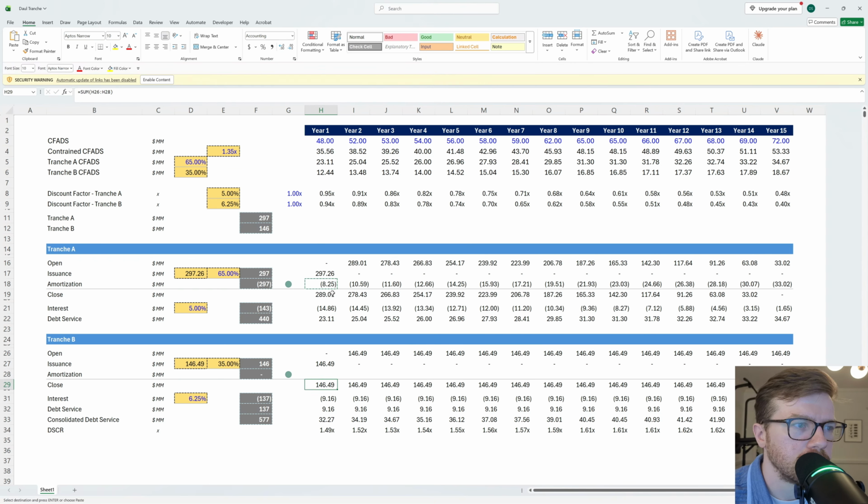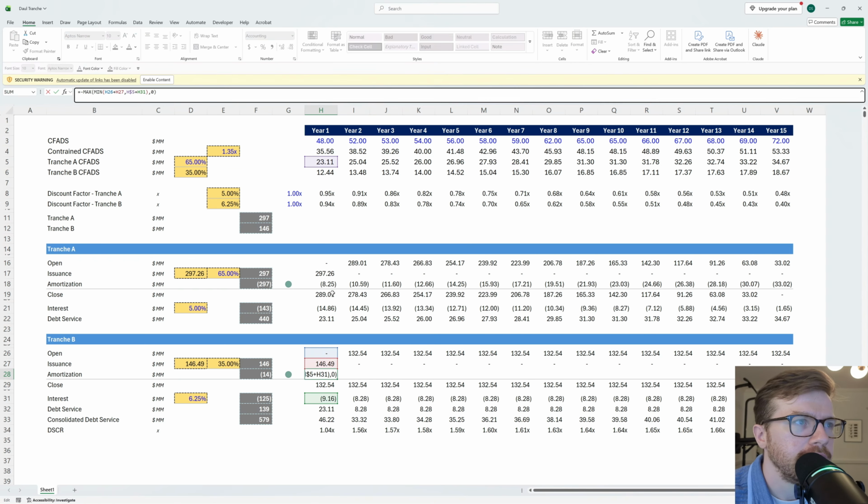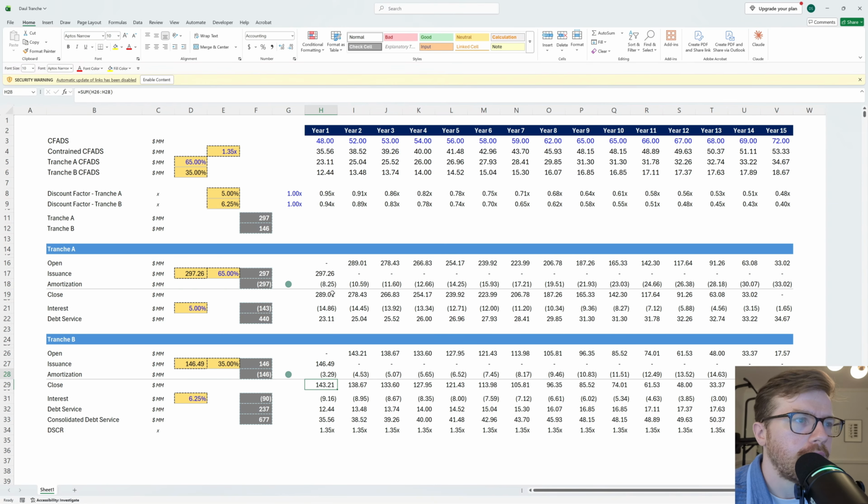So the only thing you're going to do on the second tranche that's different is change the constrained CFADS. So you're going to use tranche B's constrained CFADS. And your first check is just going to be, are they amortizing right in line with your cash flows? So that's a good sign.